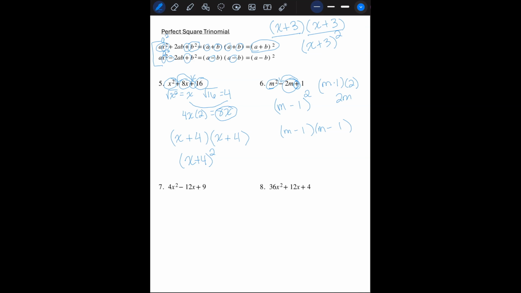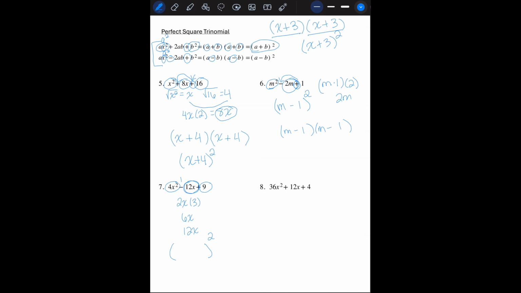So let's take a look at number 7. So number 7, I do have a perfect square in the front. 4 and x squared are both perfect. And I have a perfect square at the back. 9 is a perfect square. The square root of 4x squared is 2x, and the square root of 9 is 3. That gives me 6x. If I double that, I get 12x, which is my middle. All right, so I know that I'm going to get 2 of the exact same thing, so I can just write that as a binomial squared.